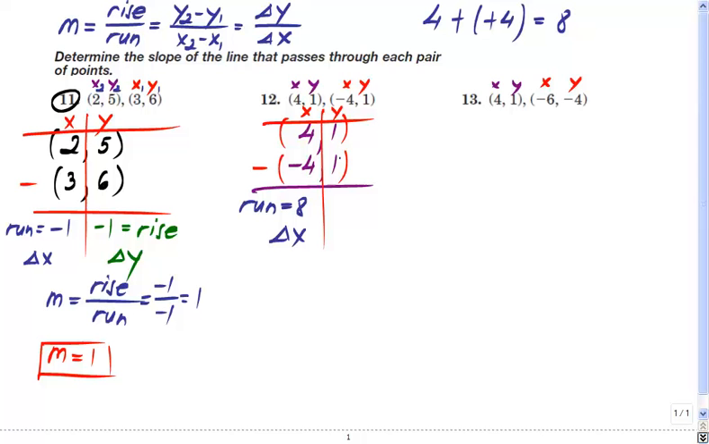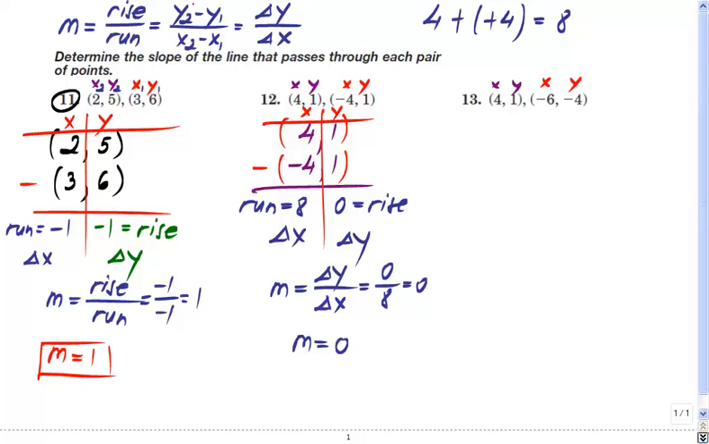The other column, the y's column, find the y's difference. 1 minus 1, that's 0. And that's your rise, or if you want, the change in y. Your slope, m, is rise over run, or change in y over change in x, which is 0 over 8, and that is 0. So what is your slope?